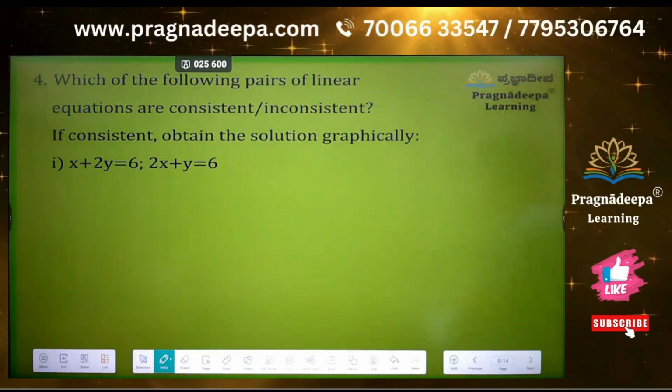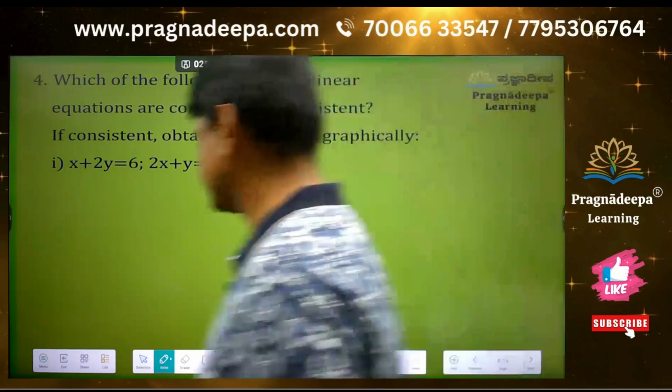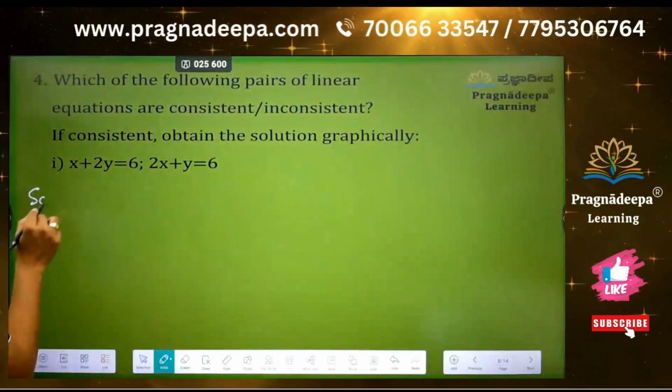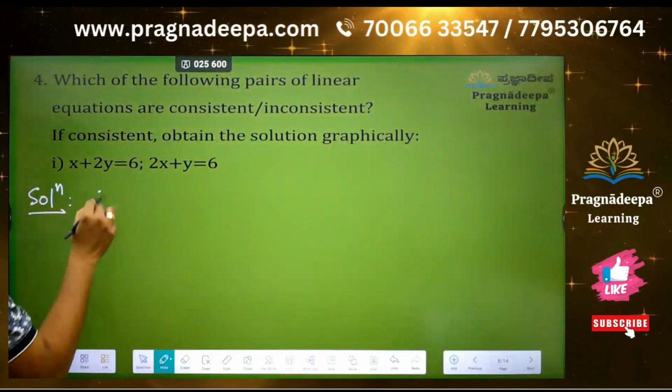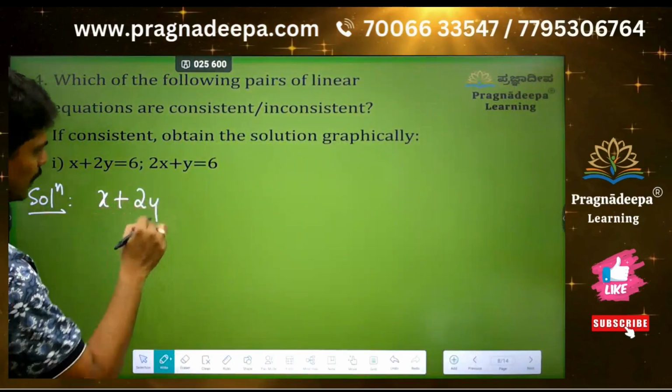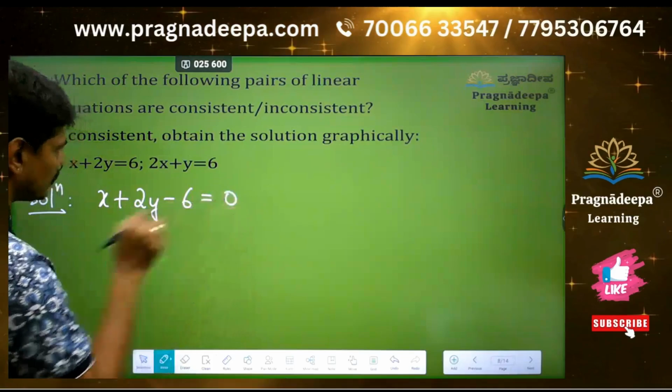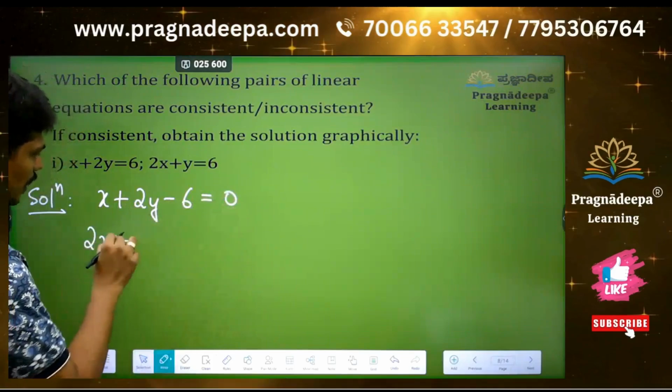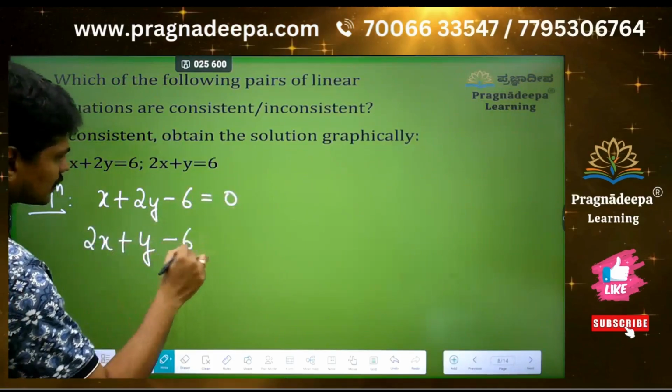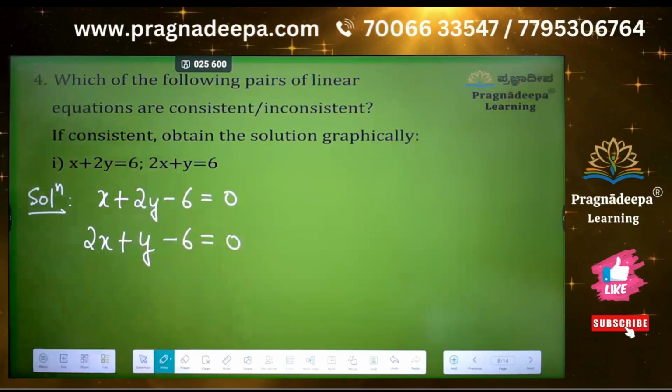Shall we start? Question number 1. X plus 2y minus 6 is equal to 0. 2x plus y minus 6 is equal to 0. Stay with the problem. Listen carefully.